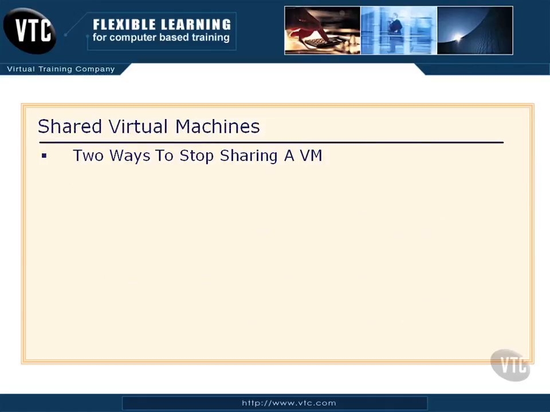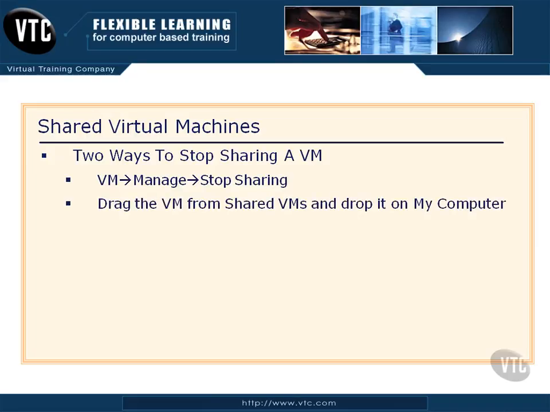Now, once I've shared a virtual machine and I decide I don't want to share it anymore, how complicated is it to undo this? Do I have to go hack the registry or anything? No. This is how hard it is. Go to the VM menu item, choose Manage, and then choose Stop Sharing. And you can also just drag the virtual machine from the Shared Virtual Machines folder, drop it on my computer inside the little library in Workstation, and that will basically remove that machine from being shared.